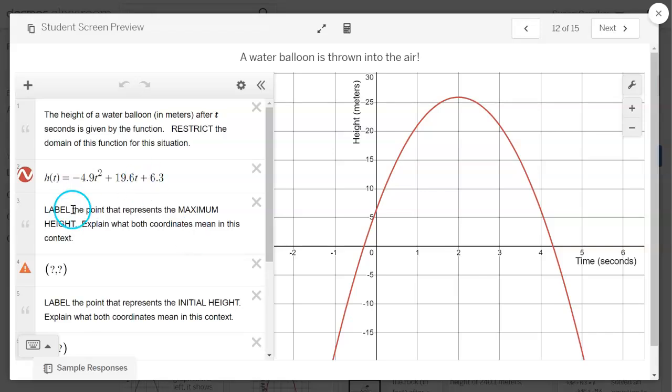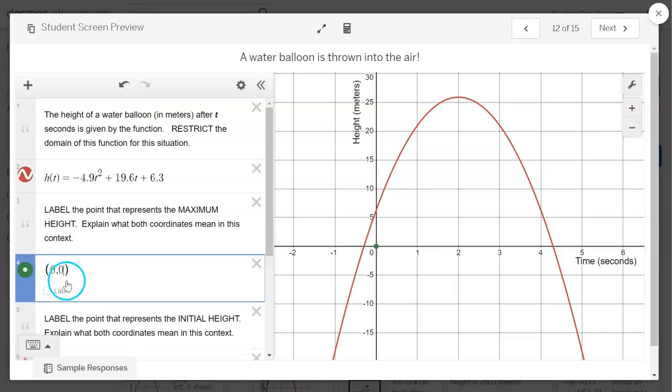On the next one, they're going to type and label a point for the maximum height. So they will click on the graph to find that, and then they will explain what both of the numbers mean. What they do, and I'm just going to make a point up to show you, is type in here a point that they think represents their maximum height. I'm not going to do it because I don't want to ruin the activity. So I'm just doing 0, 0. They will click on the word label, and then they will type at 0 seconds, the height is 0 feet.